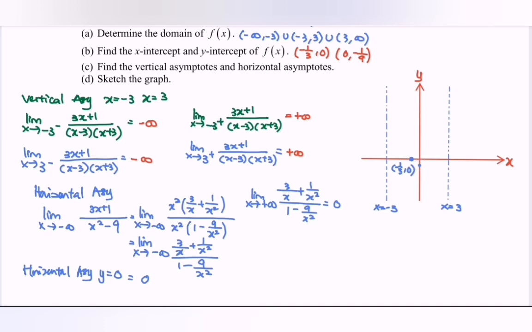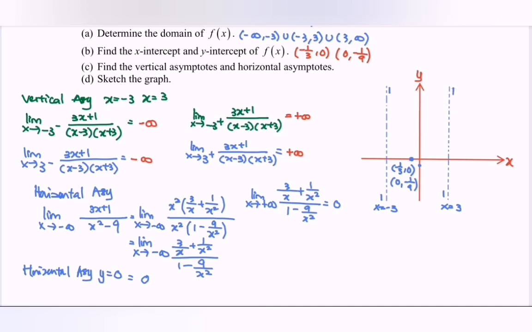Let's say the location is over here. So we have 0, negative 1 over 9. Next, referring to the vertical asymptote: when x approaches negative 3 from the left, we have decreasing. Continue. Negative 3 from the right, we have increasing. Followed by 3 from the left, we have decreasing. Continue. 3 from the right, we have increasing.